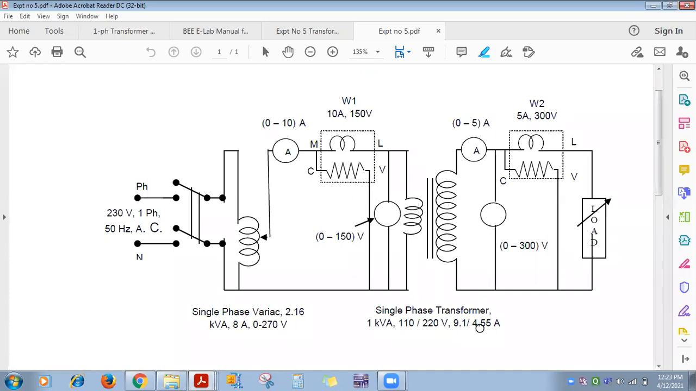So here this is given, primary winding full load current and secondary winding full load current. How to calculate it? We have seen the formula, kVA rating into 10 to the power 3 divided by V1. You will get 9.1, and kVA rating divided by V2 you will get 4.55 ampere. Okay, I1 full load, I2 full load it is given. Now how you can calculate the efficiency?